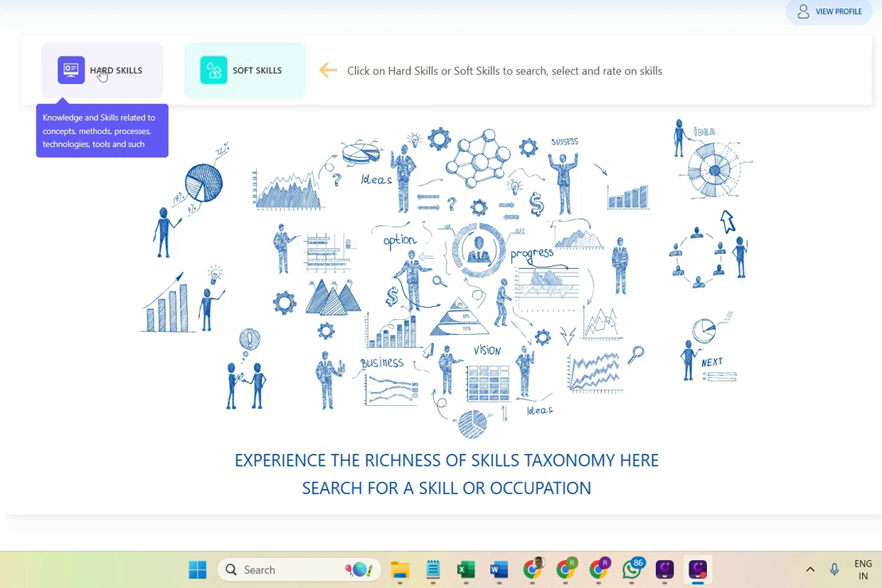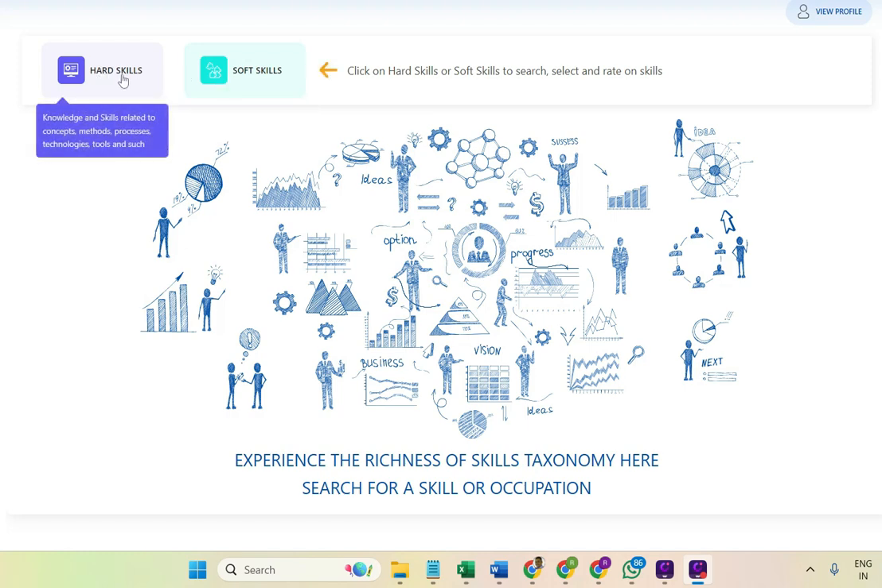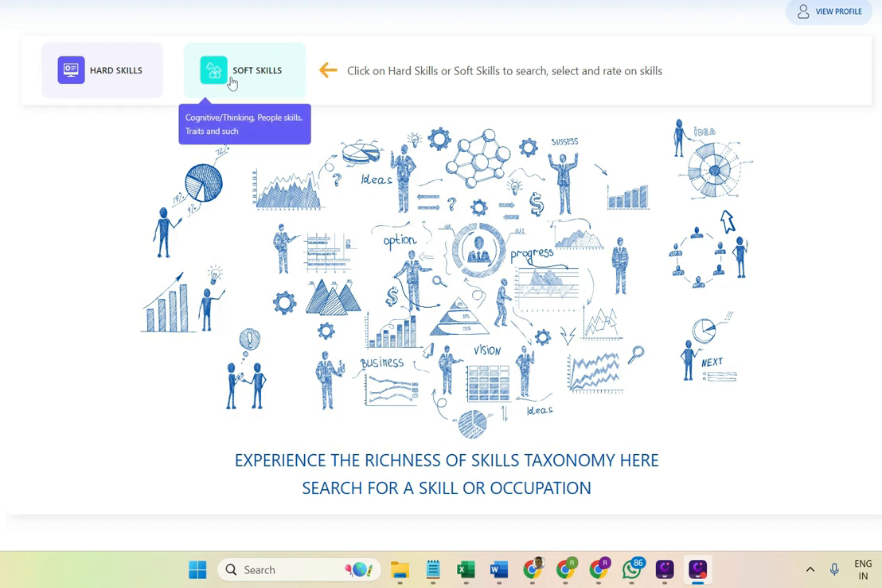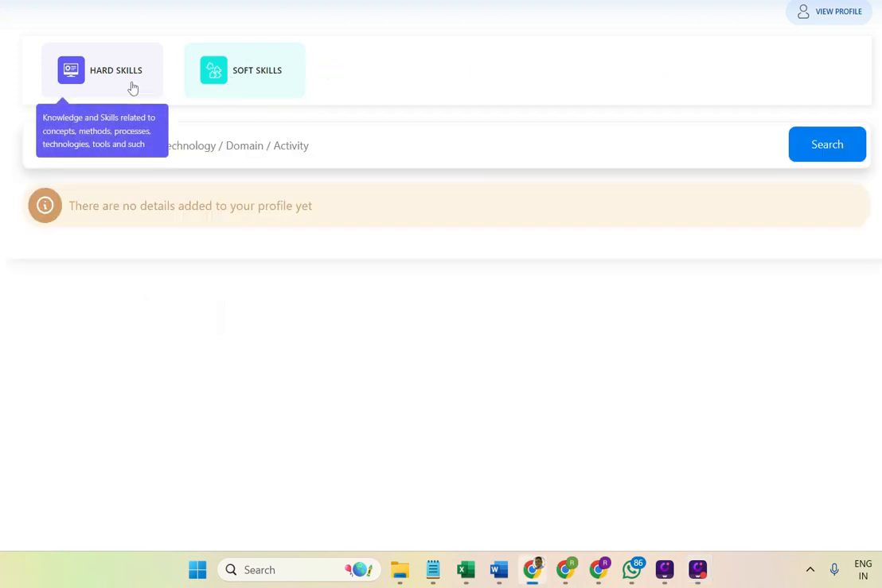So, skills we treat as two different skills areas. One is the hard skills, which includes the knowledge of concepts, methods, processes, tools, technologies. Apart from them, domain expertise, activities, role, and certifications. In soft skills, we include cognitive skills, behavioral skills, traits, and also language proficiency. So let's look at one area and see how it is organized.